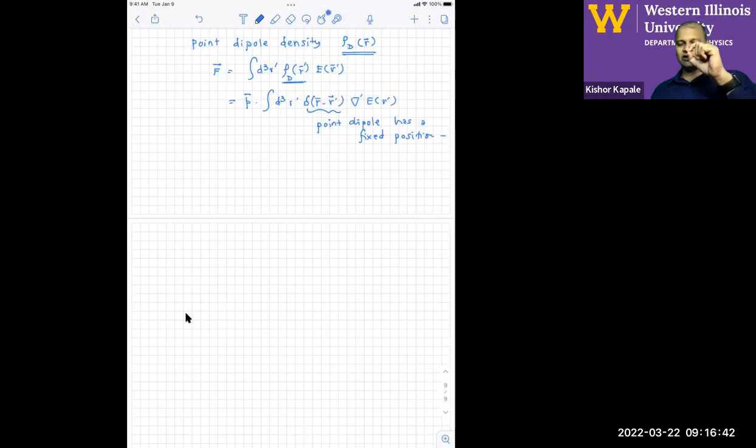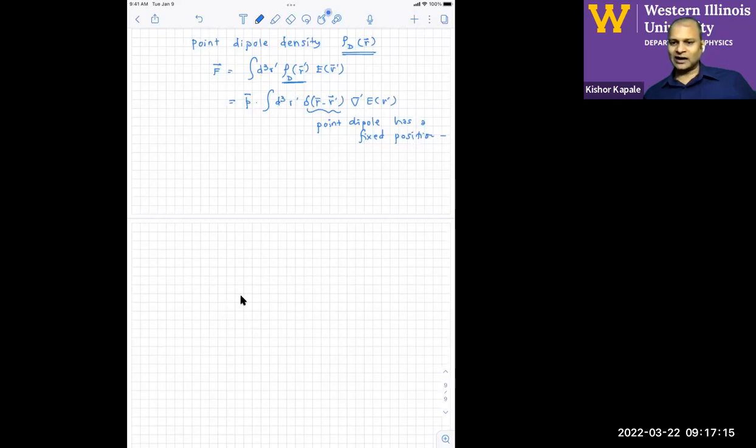So for a charge, the force is given by the electric field itself. It's proportional to the electric field at a point in space. But for a dipole, the force is proportional not to the electric field, but to the gradient of the electric field. If there is no gradient, there's not going to be any force. And I don't have time to go through the torque discussion, but we will do that in the next class.